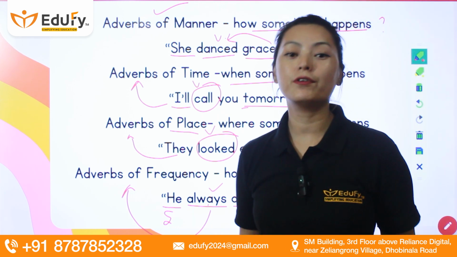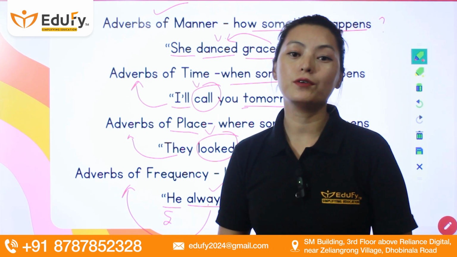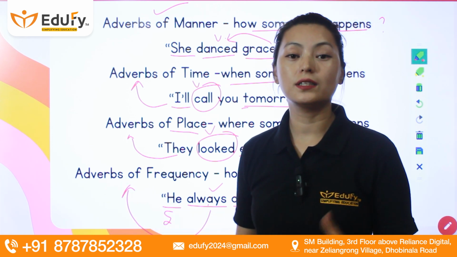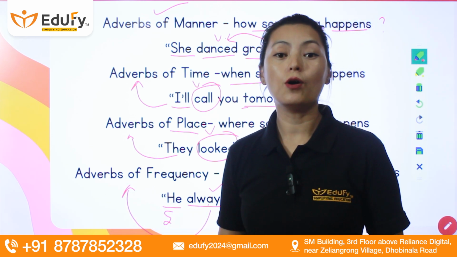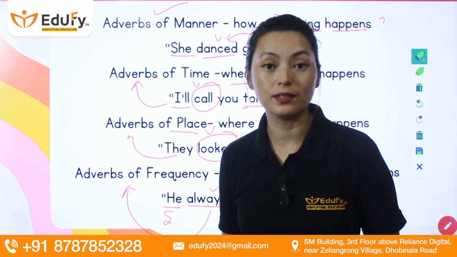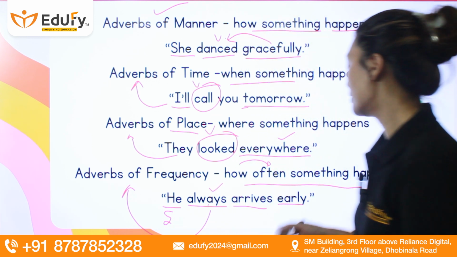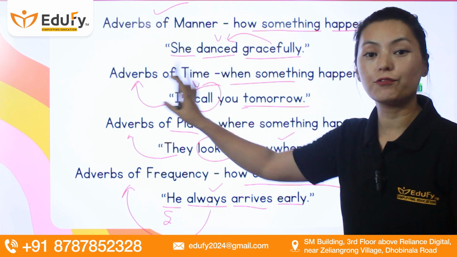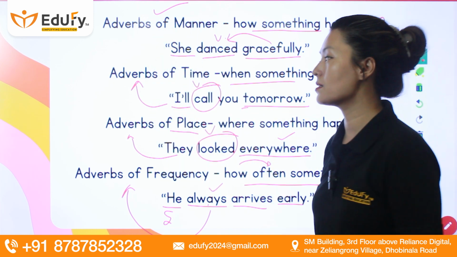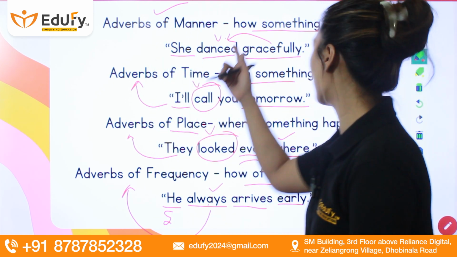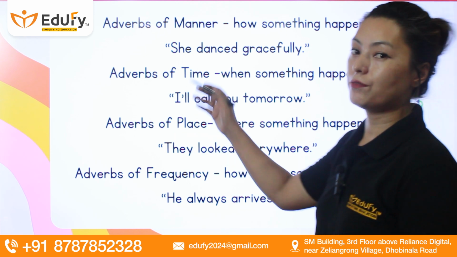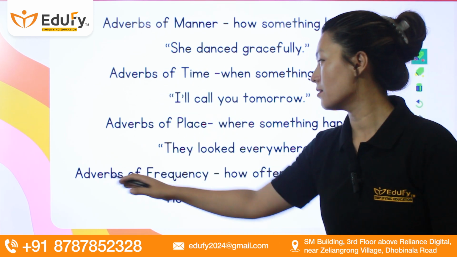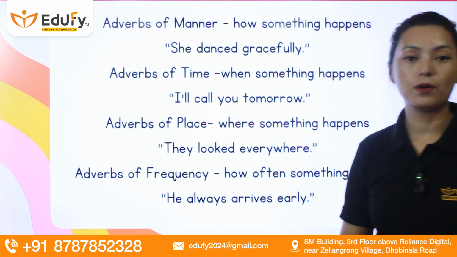She never listens to me. Never will be considered as an adverb of frequency, right? Why? Because it is telling us how often she doesn't listen to us. Never. Okay? So these are the different types of adverbs that we must consider when we talk about adverbs. The first one is adverb of manner, the second is adverb of time, third is adverb of place, and the fourth is adverb of frequency.